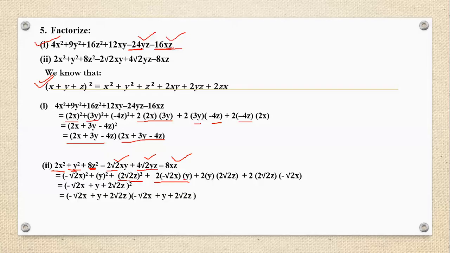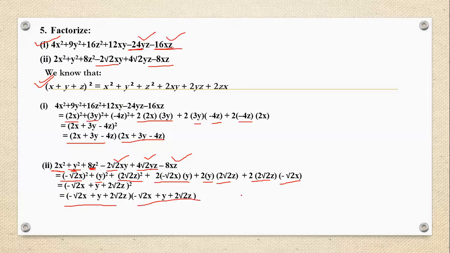2 into first term into second term: the first term is minus root 2x, the second term y. Then the second term 2 times the third term, that is 2 root 2 z, and then 2 times the third term into the first term, that is minus 2 root 2x. This is very simple to understand, how we have rearranged and how the signs are taken. It depends on the given values. Where the terms are negative, you need to understand that and take your terms as negative or positive accordingly. So we have factorized it. Finally, we have got the factors: minus root 2x plus y plus 2 root 2z.